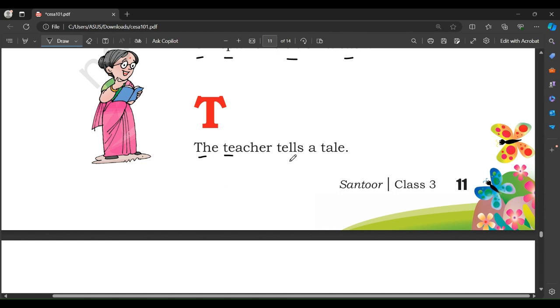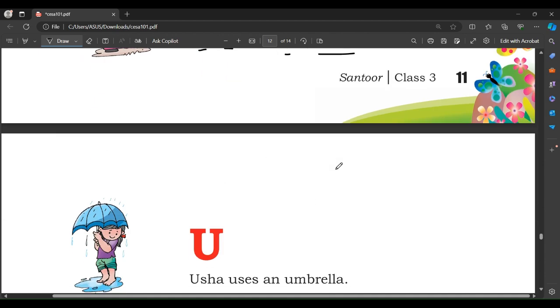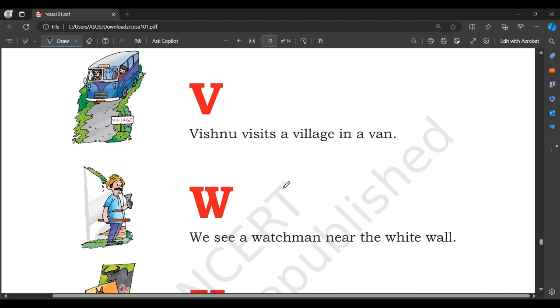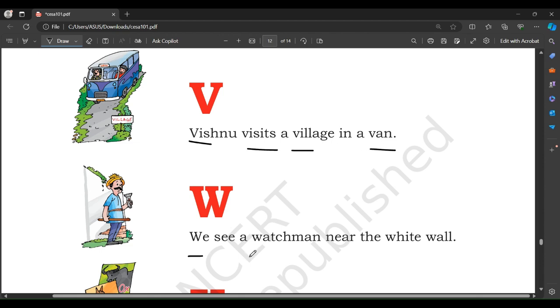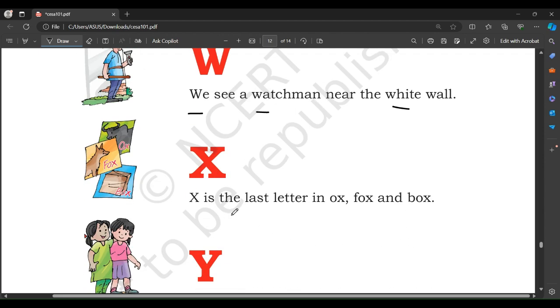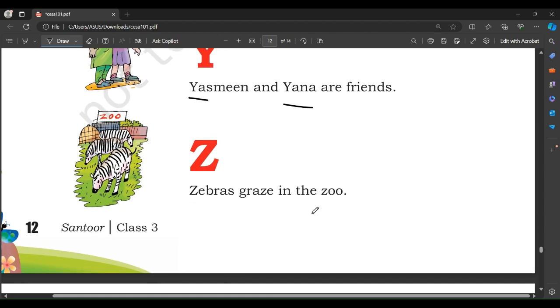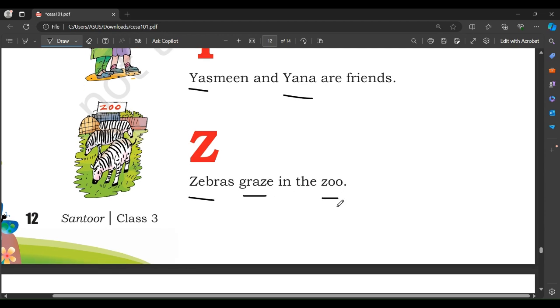The teacher tells a tale. Usha uses an umbrella. Vishnu visits a village in a van. We see a watchman wear the white wall. X is the last letter in ox, fox, and box. Y. Yasmin and Yana are friends. Last letter Z. Zebras graze in the zoo.